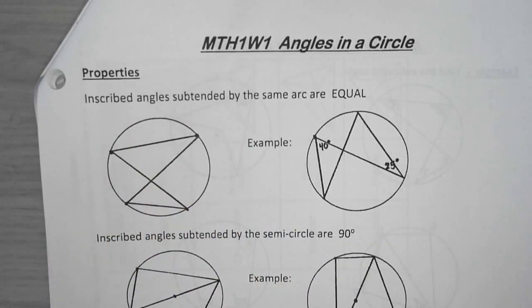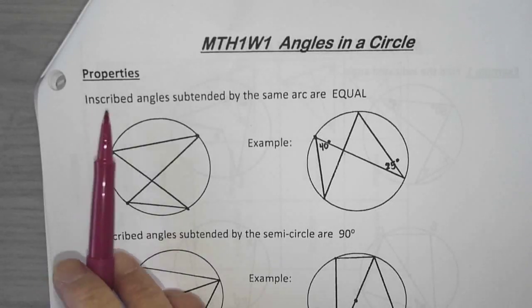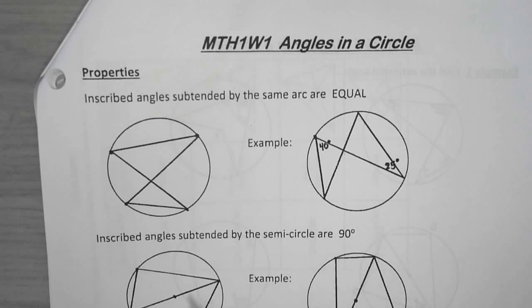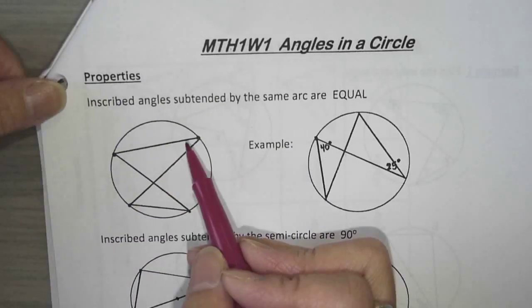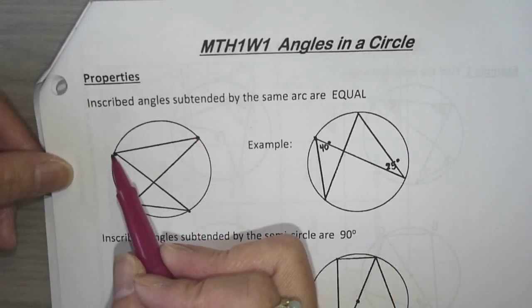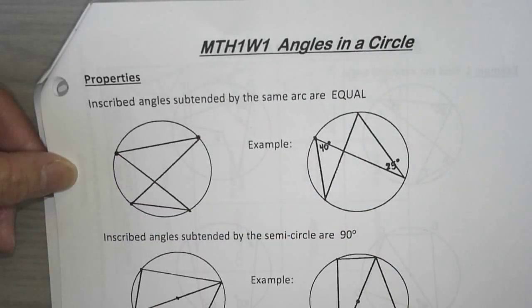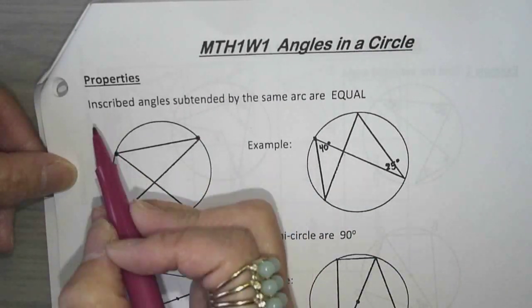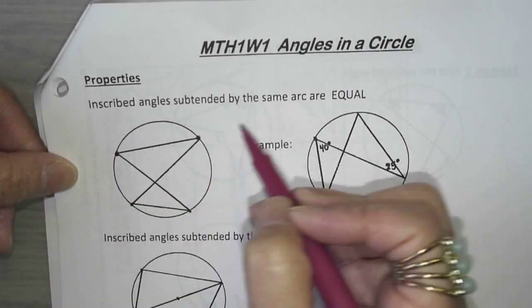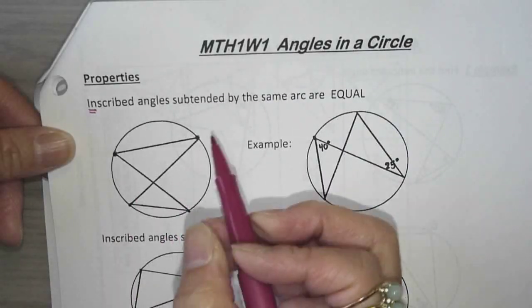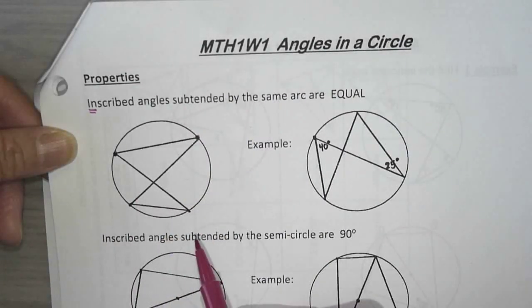The words you don't have to worry too much about. I want you to be able to understand what I'm drawing. I'm not going to make you say the words inscribed, angles, subtended. That's very fancy. But what this is saying is that the angles are touching the circumference of the circle. So that's inscribed, so it's in the circle, not outside of the circle. There are different rules when you're going outside, but inside the circle, subtended by the same arc.